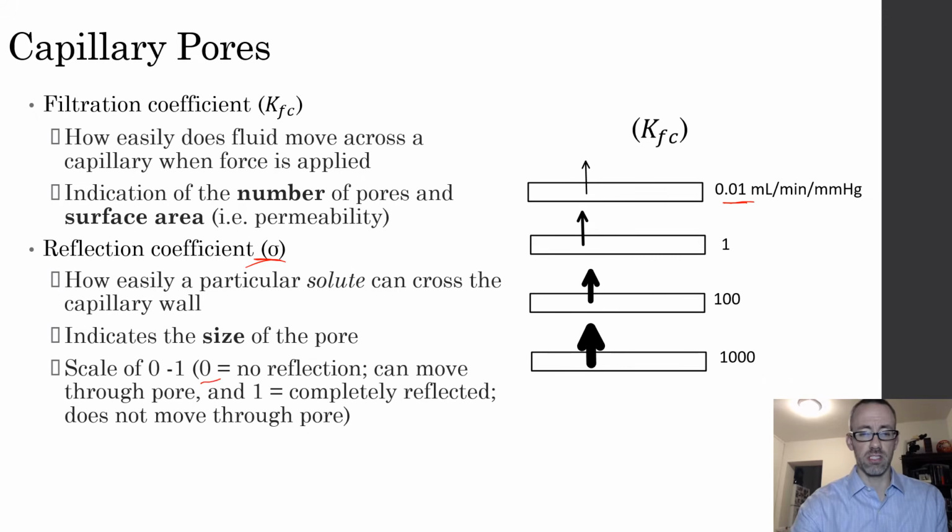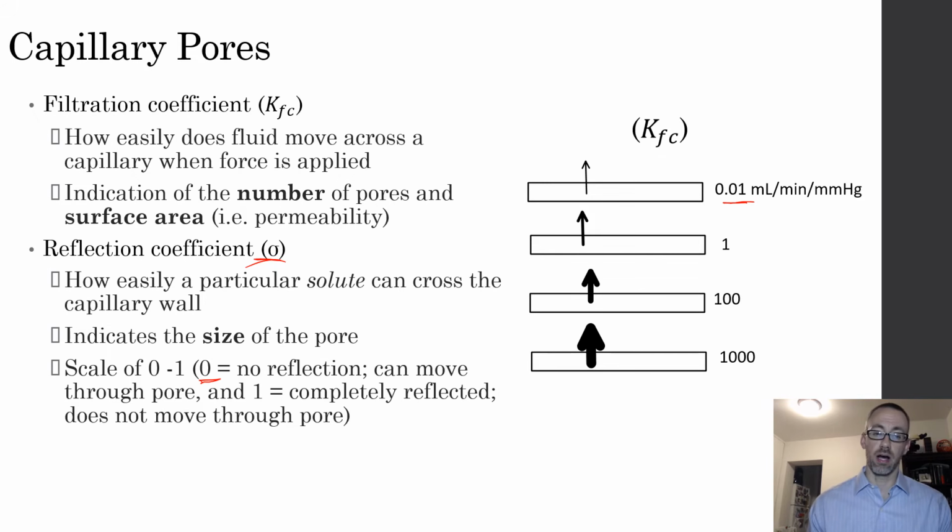So if it's 0, for example, what we say is that 0 means there is no reflection. So this thing can completely move through the pore without any problem at all. For example, if we're talking about albumin and in this capillary the sigma is 0 for albumin, what that means is that albumin can move freely through that pore. It doesn't reflect back into the capillary at all.